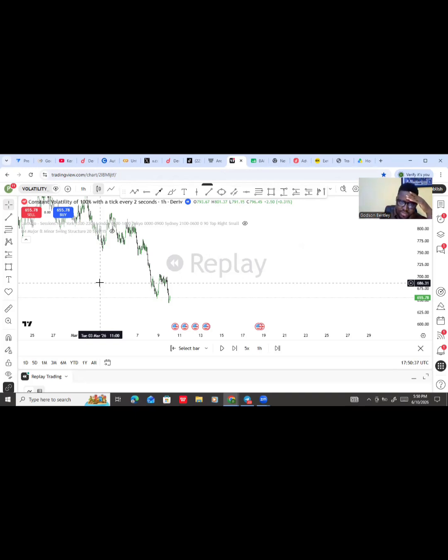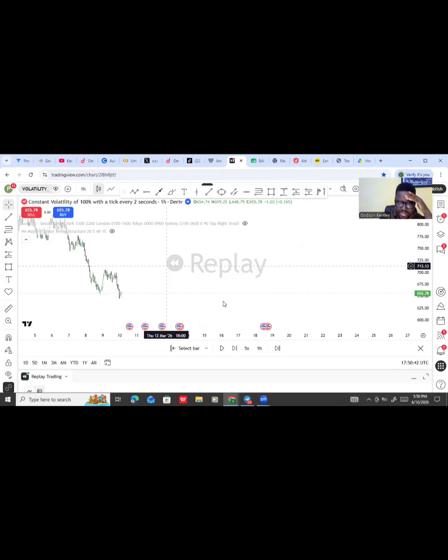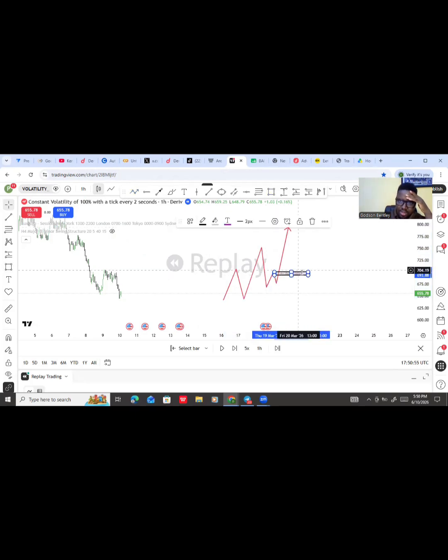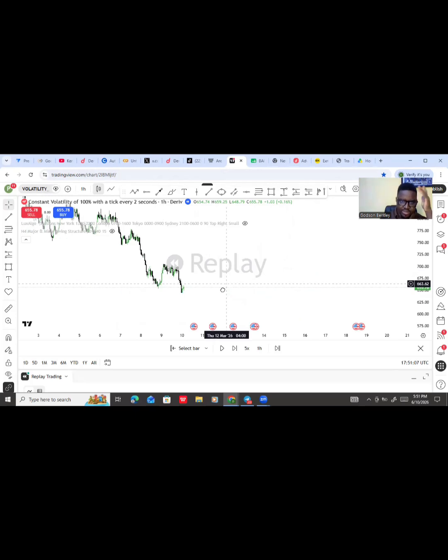Okay, but anyway, let's see. So we are backtesting our strategy. Remember, it is like this. This is what we are trading. Either price comes to respect this one so that we buy, or price comes to respect this one. As simple as that. So we are backtesting, and there should be a very good breakout structure.